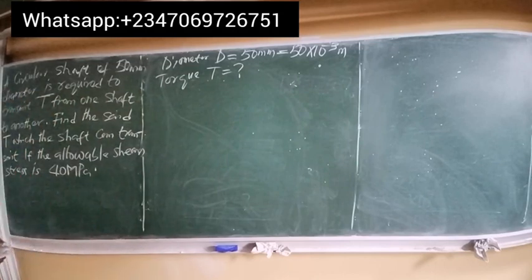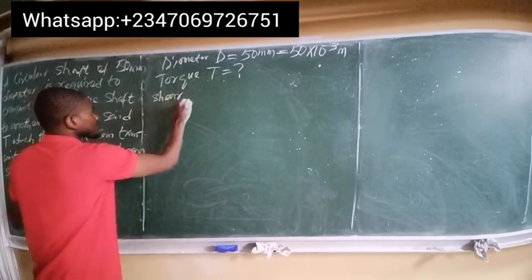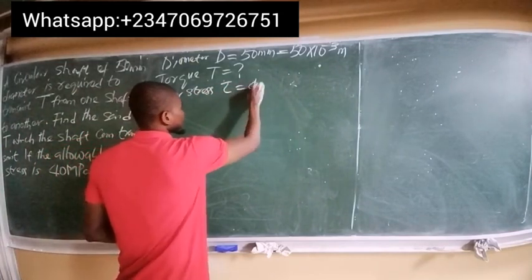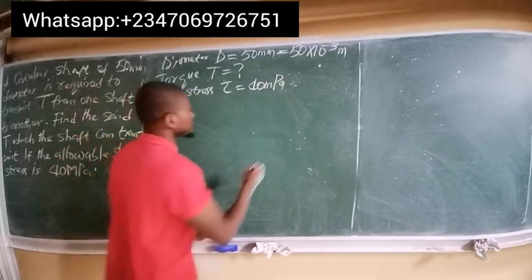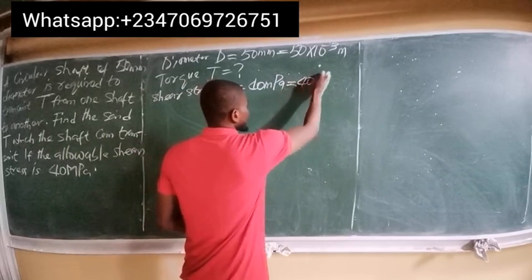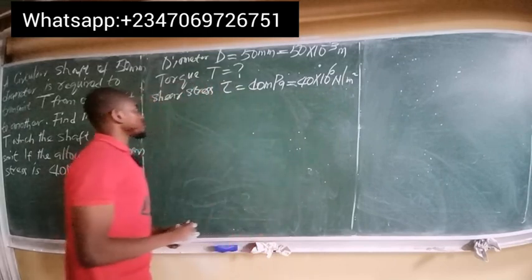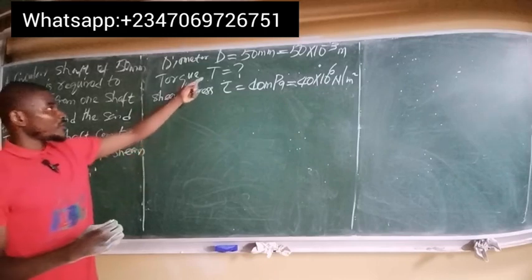Question says we should find the torque which the shaft transmits if the allowable shear stress is 40 megapascal. So we're given shear stress tau, simply 40 megapascal. And of course, we can convert this to 40 by 10 to the power of 6 newtons per meter square. This becomes the shear stress acting on the shaft. So the question is asking us to find the value of T.